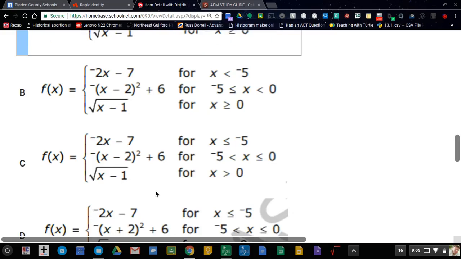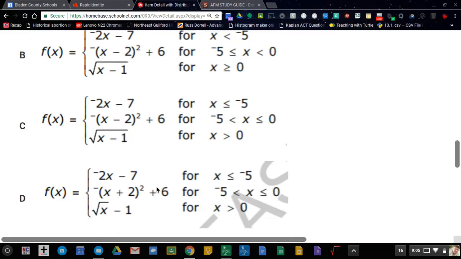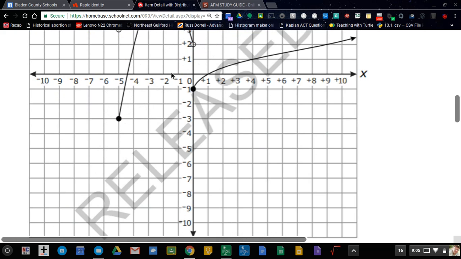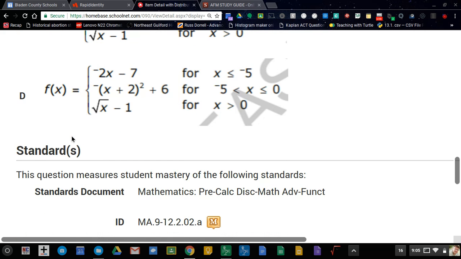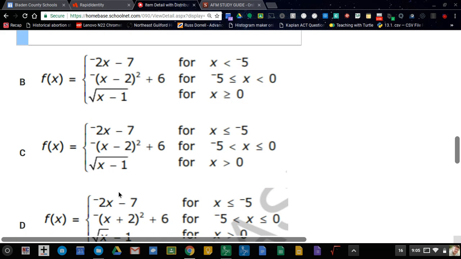Actually, I did that wrong, didn't I? Oh. Square root of x minus 1, that is a horizontal shift to the right of 1. And that's not what you see here. So that rules out B and C and leaves only option D.